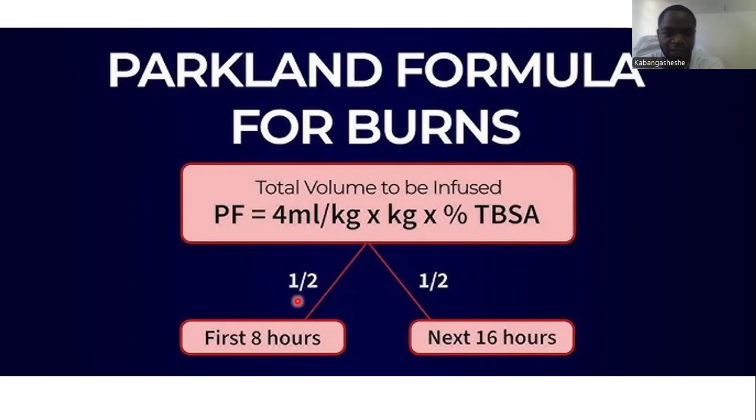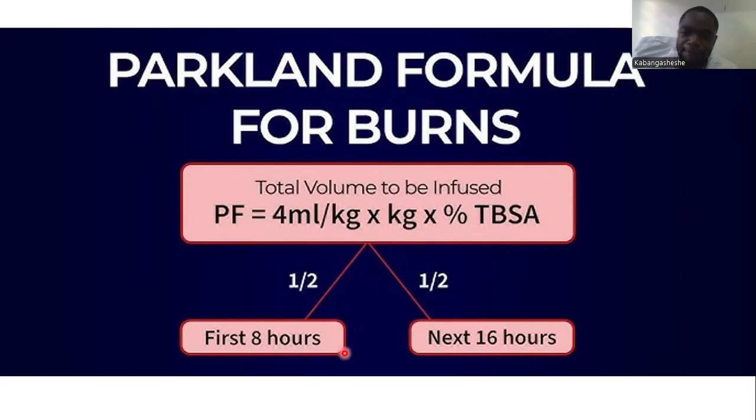So you multiply that 4 mils times the weight. For each kilogram you infuse 4 mils, then multiply by the actual weight of the patient and the total burnt surface area. You would have determined the total burnt surface area by this time. The amount of fluid that you get, the total volume, you would divide as follows.